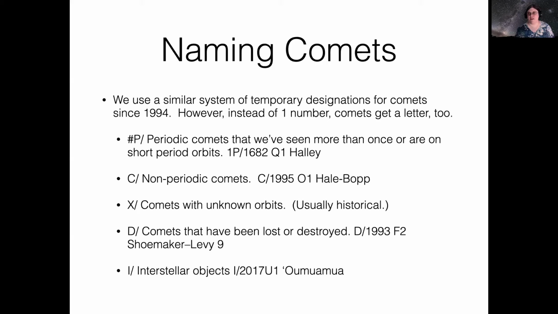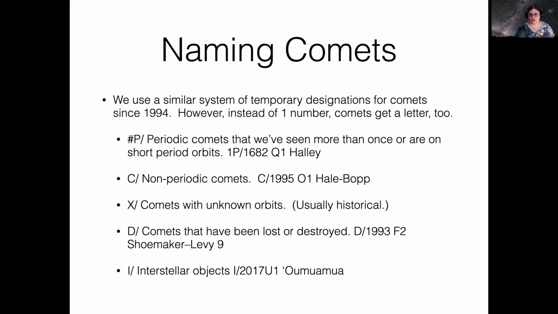C is for comet, the non-periodic comets. Those are the ones we see that are long period. Their orbits are not well bound to the solar system. They may or may not come back.